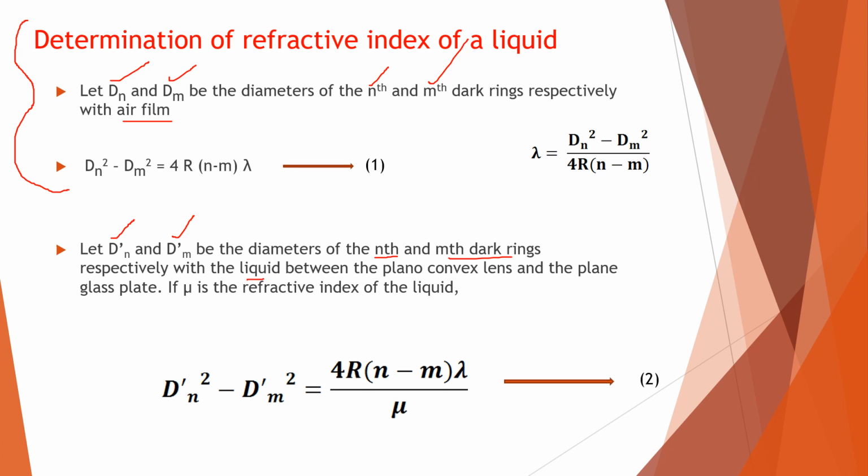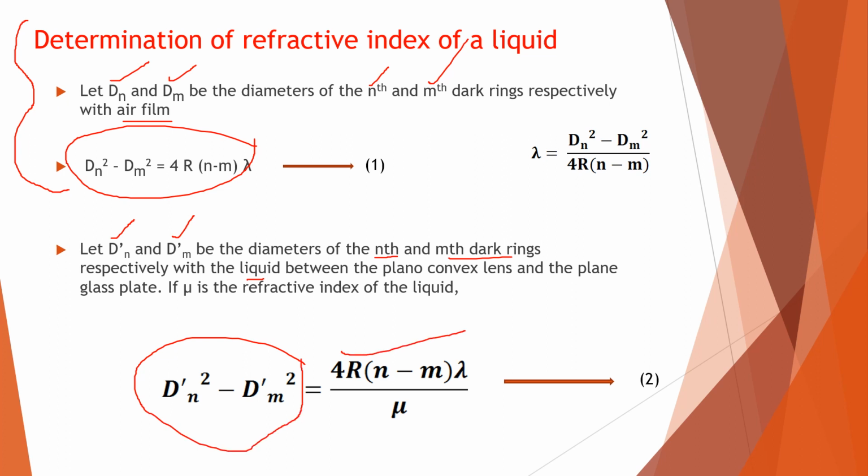Now you can write this equation as Dn dash square minus Dm dash square is equal to 4R into (n minus m) into lambda. Now here we have to introduce mu in the denominator, because the diameter will decrease.